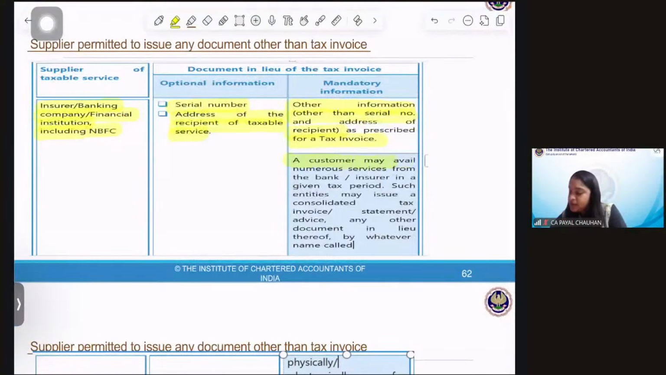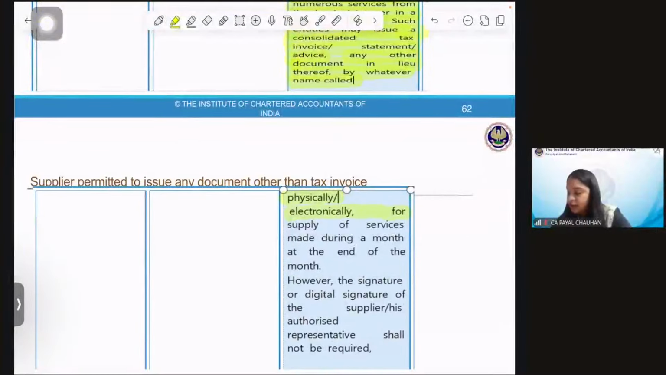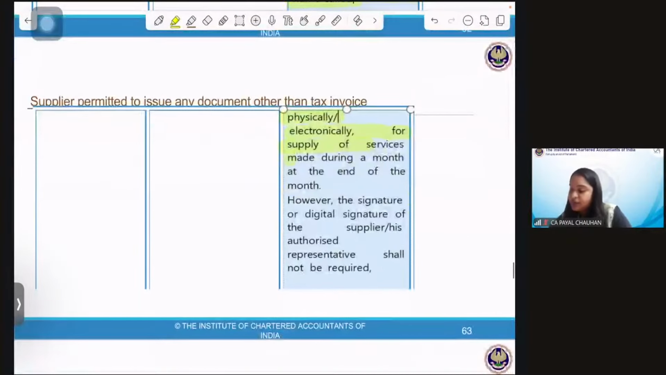Now, a customer may avail numerous services from a bank or insurer in a given tax period. Such an entity may issue a consolidated invoice, a statement, or an advice. See, what are the options? I can issue a consolidated tax invoice, a statement, or an advice, any other document in lieu thereof by whatever name called. I can issue any kind of document, either physically or electronically, for supply of service made during a month, at the end of the month.